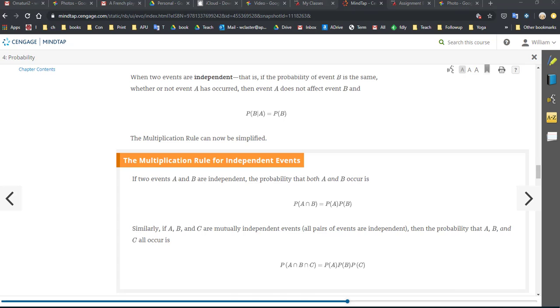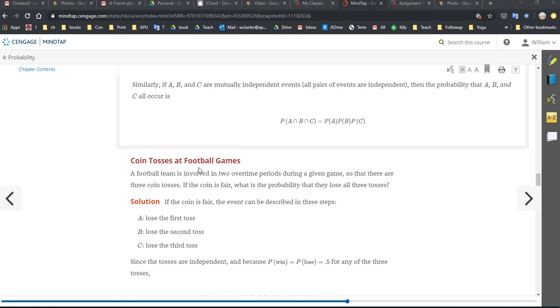Okay, so coin tosses at football games. Sometimes in football, I guess American football, at the beginning of the game, they toss a coin, or maybe they toss 3 coins. I don't know what they're deciding, but they're deciding something. Or here, a football team is involved in 2 overtime periods during a given game, so that there are 3. Anyway, for some reason, we're tossing a coin 3 times. So if the coin is fair, what is the probability that you lose all 3 tosses?